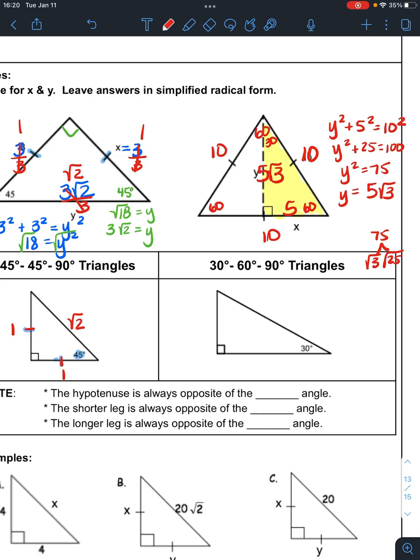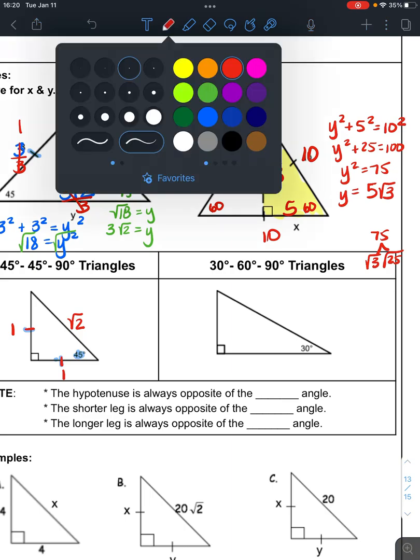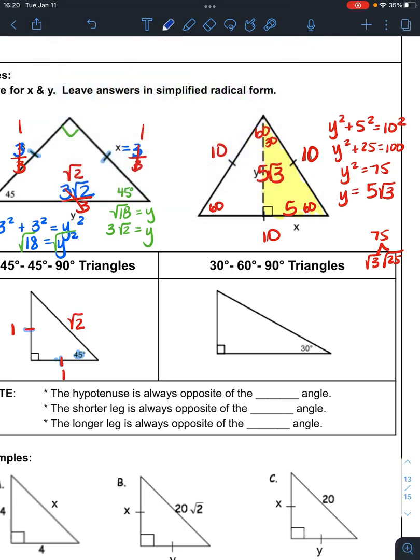So here's what I want you to see. We have 5 root 3, and we have 10. Now what's important about that is that all three are a factor of 5. So if I go through and divide by 5, divide by 5, and divide by 5, 5 over 5 is 1, 5 root 3 over 5 is root 3, and 10 over 5 is 2. Now, notice where the 1 is. The 1 is across from the 30.